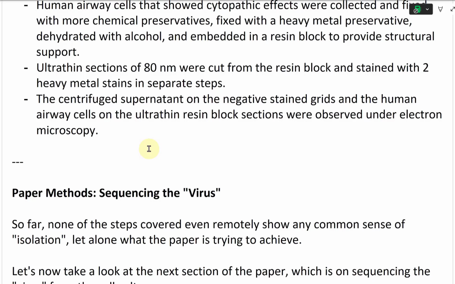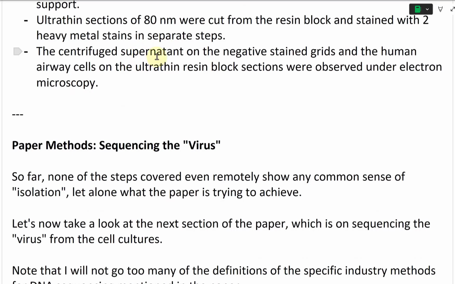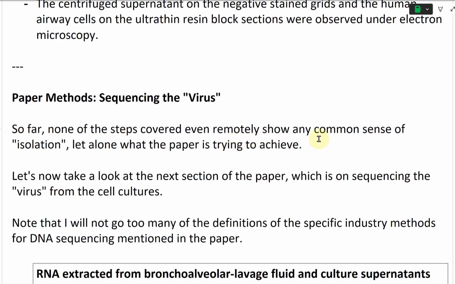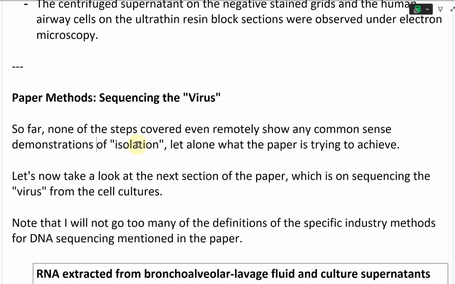So now the next part of the paper's methods was on sequencing the COVID virus, and then we'll show you the images later and the results and so on. So far, none of the steps covered even remotely show any common sense demonstrations right here of COVID isolation, let alone what the paper is trying to achieve.